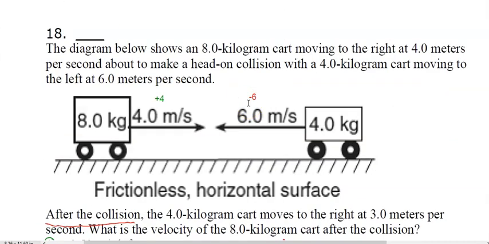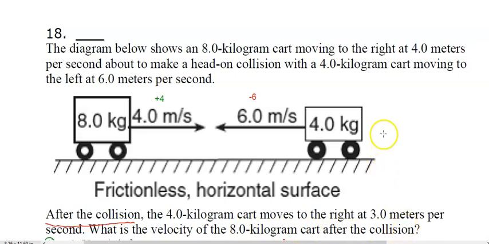In this next problem, the diagram shows an 8 kilogram cart moving to the right at 4 meters per second, about to make a head-on collision with a 4 kilogram cart moving to the left at 6 meters per second. You'll notice right away that I put a positive 4 meters per second for the 8 kilogram cart and a negative 6 meters per second for the 4 kilogram cart. The direction matters. After the collision, the 4 kilogram cart moves to the right at 3 meters per second. What is the velocity of the 8 kilogram cart after the collision?